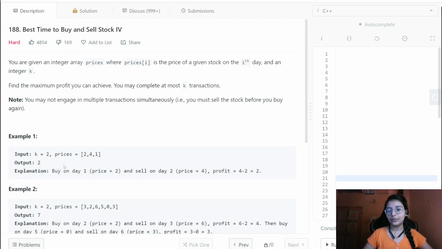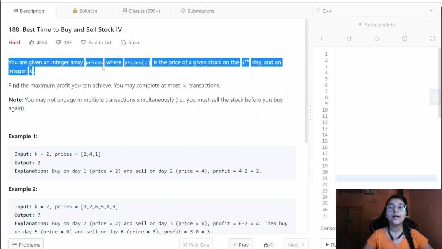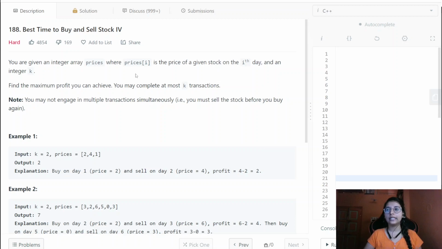So let us read this question first. We are given an integer array prices, where prices[i] is the price of a given stock on the ith day, and an integer k. So these are the two things. Basically the prices array is given to us, with n days, and at a particular i position we are given the price of the stock, and then we are given the number of transactions, that is k. So here two transactions are possible.